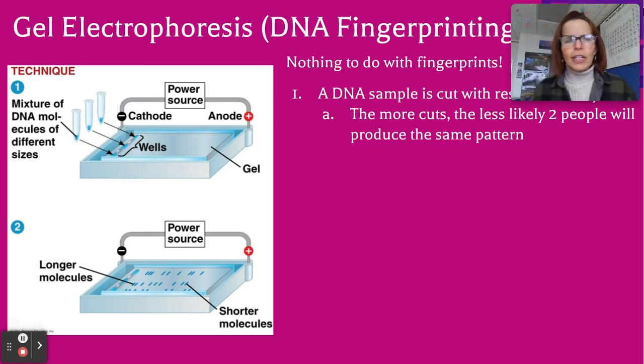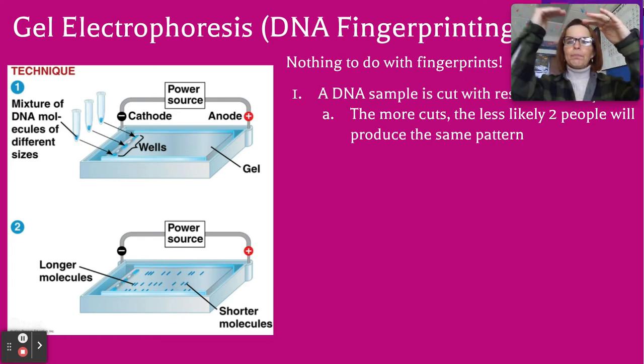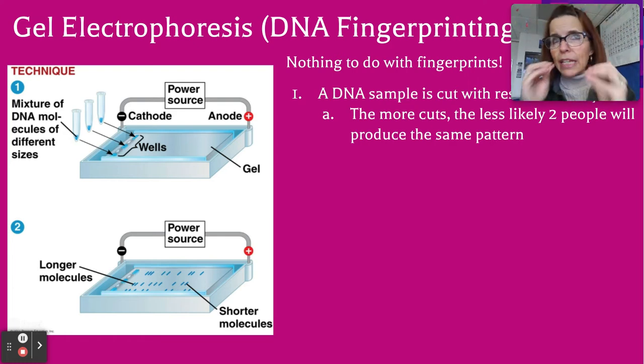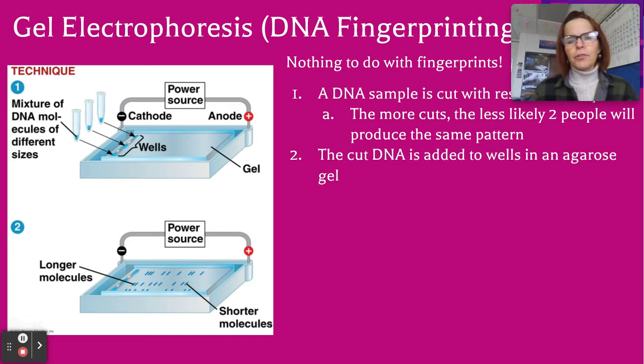So with one restriction enzyme, maybe the odds are 1 in 10,000, which is really quite amazing when you think about it. But then if you add the second enzyme, maybe now it's 1 in a million. And then if you add a third enzyme, maybe it's 1 in 50 million. I made those numbers up, but that gives you the idea. The more restriction enzymes they use, the more chopped up the DNA is, the more unique patterns those enzymes identify in somebody's DNA, and the less and less likely they are to produce the same pattern. So the more cuts, the less likely two people will produce the same pattern.